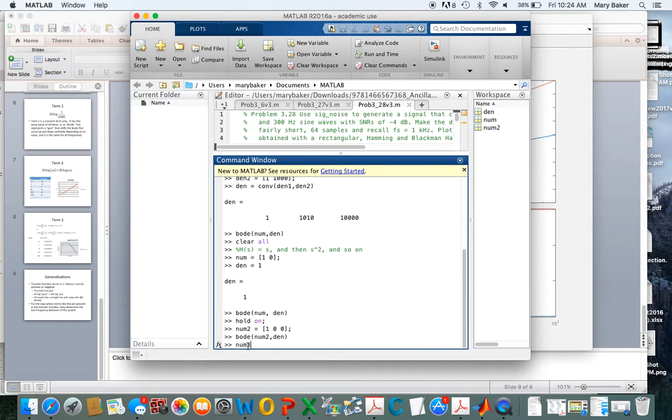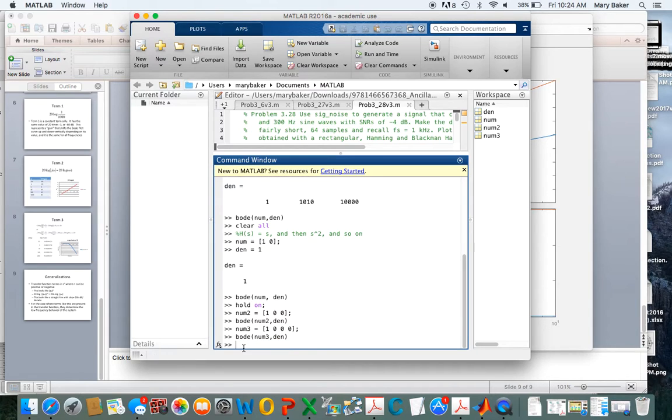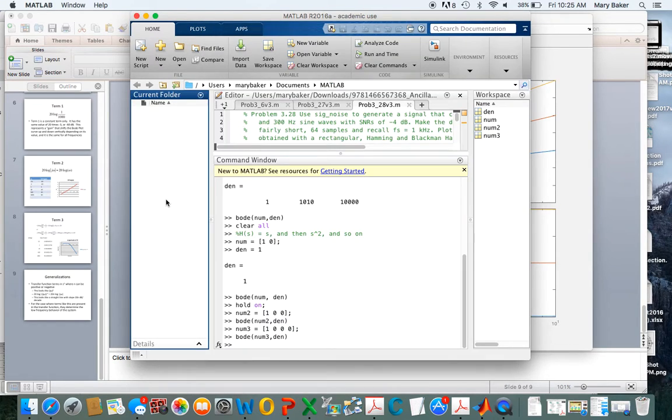Let's go ahead and define a numerator 3 to be s cubed: 1, 0, 0, 0. And let's do a Bode plot of numerator 3, denominator. And so when we do that, you can see now we have the line showing in amber that represents that particular plot.